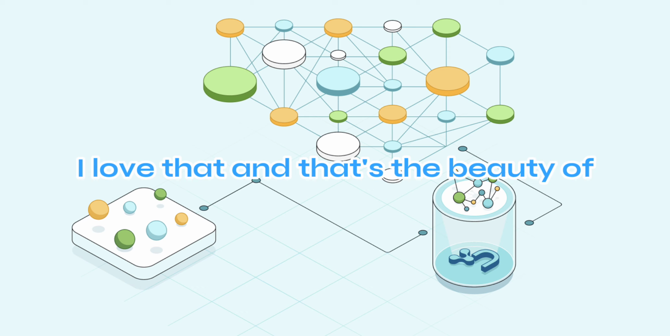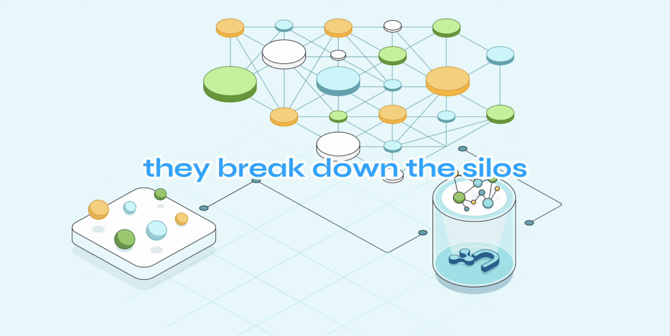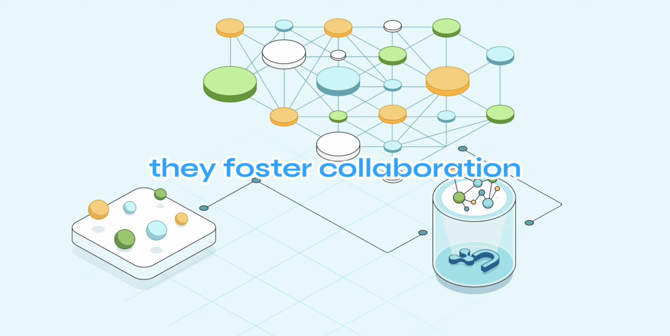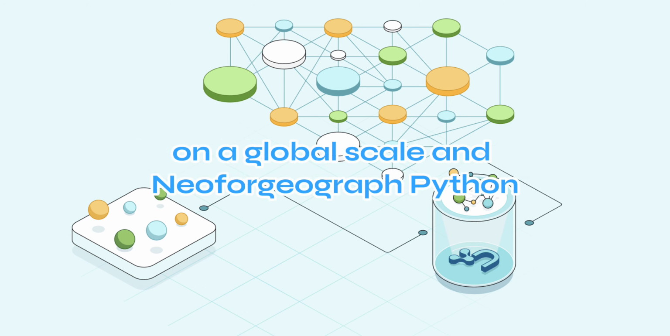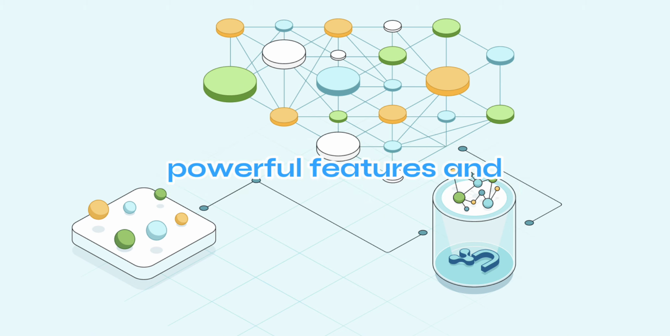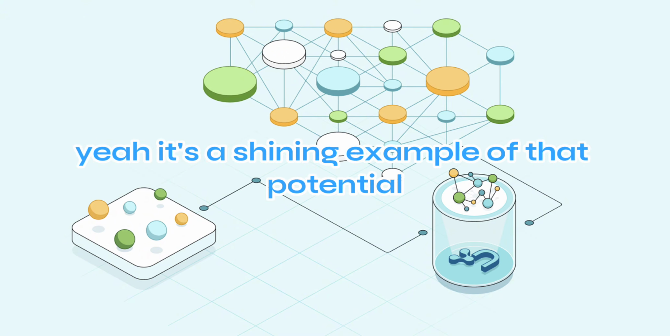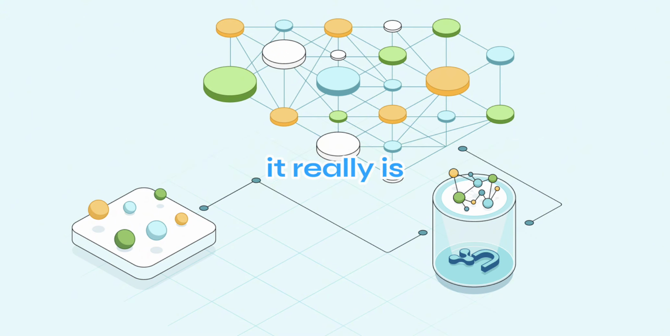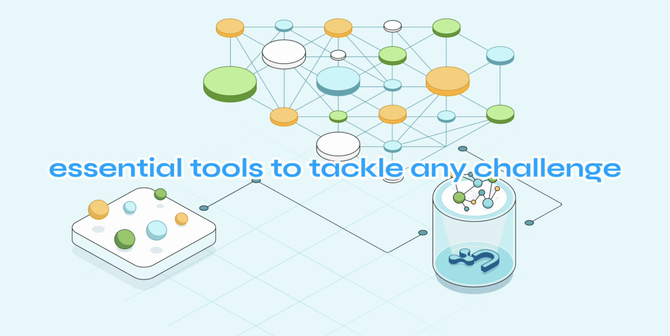I love that. And that's the beauty of open source technologies like this, right? Yes. They break down the silos, they foster collaboration. Exactly. And they unlock innovation on a global scale. On a global scale. And Neo4j GraphRag, with its combination of user-friendliness, powerful features, and integration with other leading technologies, it's a shining example of that potential. It really is. It's like having a Swiss Army knife for knowledge graph exploration. Packed with all the essential tools to tackle any challenge.